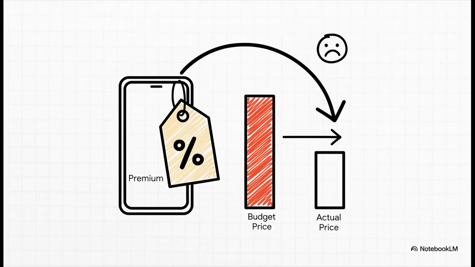Let's make this real. Meet our case study company, Gadget Go. Mid-quarter, they kind of panicked and threw a 10% off sale on their flagship product. So their actual selling price was lower than their standard budgeted price. The result? A negative, or what we call an adverse, sales price variance. That price cut directly hurt their revenue on every single unit they sold.